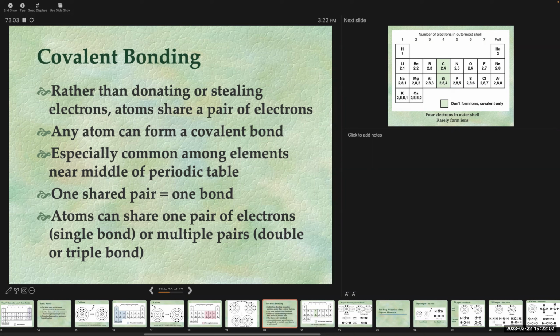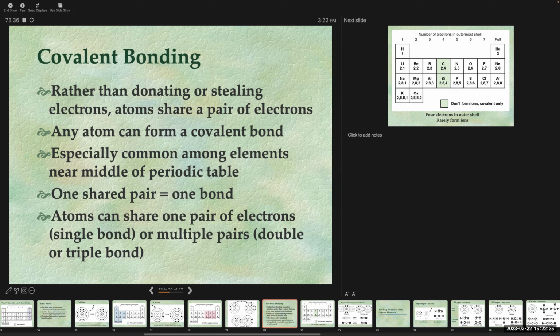In a covalent bond, atoms don't steal or gain electrons. Instead, they share electrons. And when atoms share electrons, they're always sharing them in pairs. Two atoms will never just share 1 electron. They'll always share 2, a pair of electrons, where one atom will donate one member of the pair and the other atom will donate the other member of the pair, but then they end up sharing those 2 electrons. They share that pair of electrons equally.